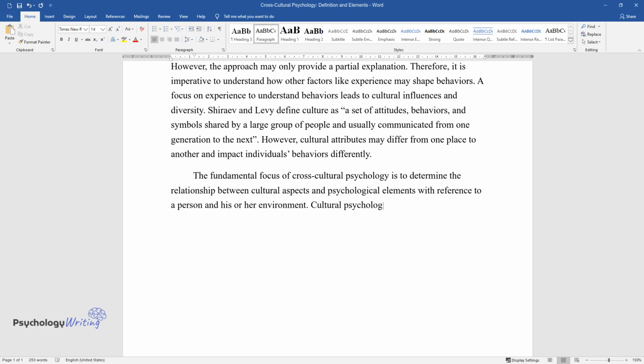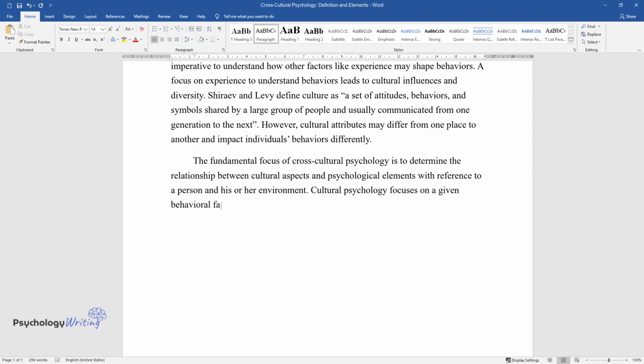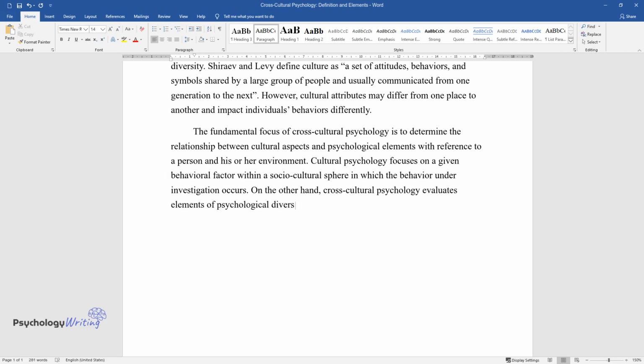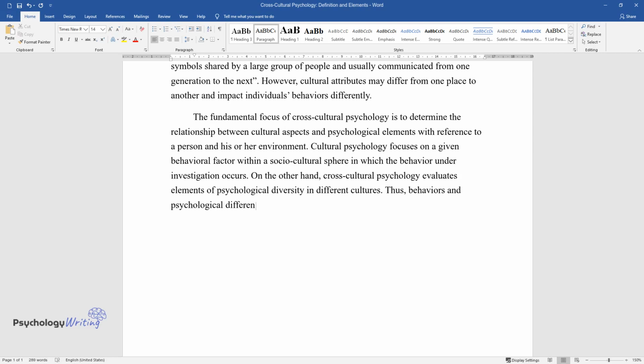Cultural psychology focuses on a given behavioral factor within a socio-cultural sphere in which the behavior under investigation occurs. On the other hand, cross-cultural psychology evaluates elements of psychological diversity in different cultures. Thus, behaviors and psychological differences define the two fields of the study.